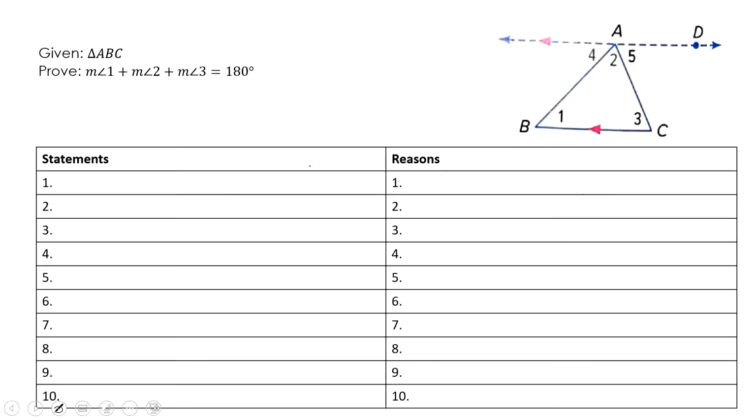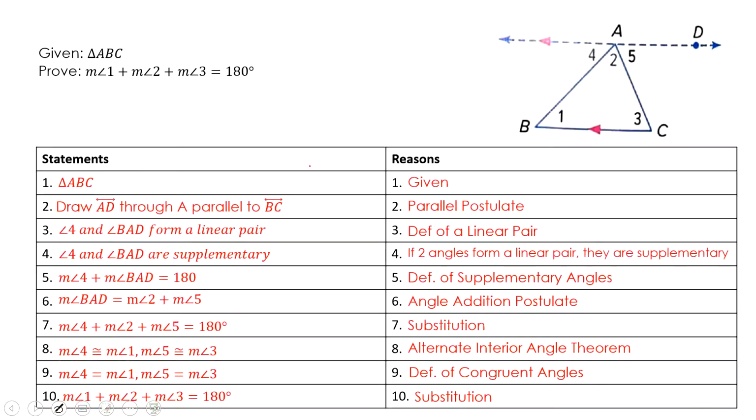To show you what a proof looks like, I just did it out by hand. It's a 10-step proof that goes through a bunch of different things that we've learned. We've mentioned a lot of this stuff. So they told us to draw the AD, the first line. That's the parallel postulate. It's just parallel lines we can create.